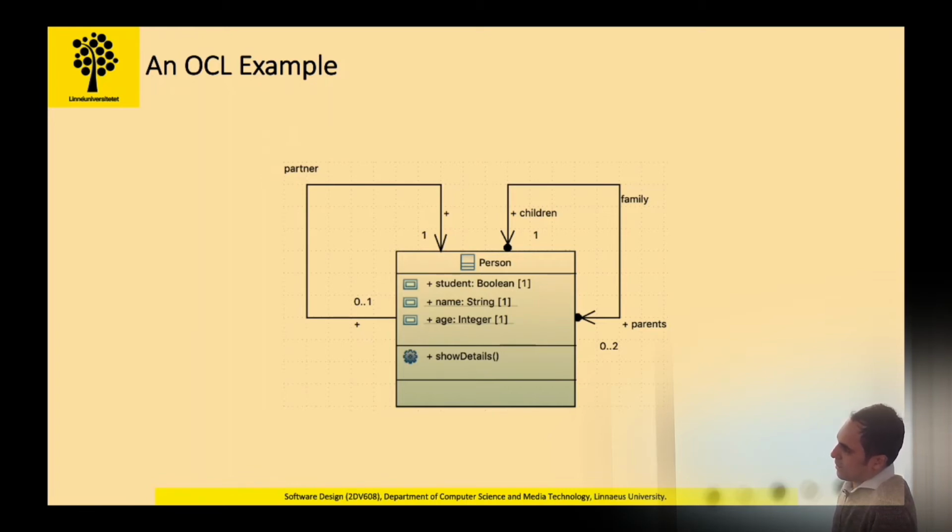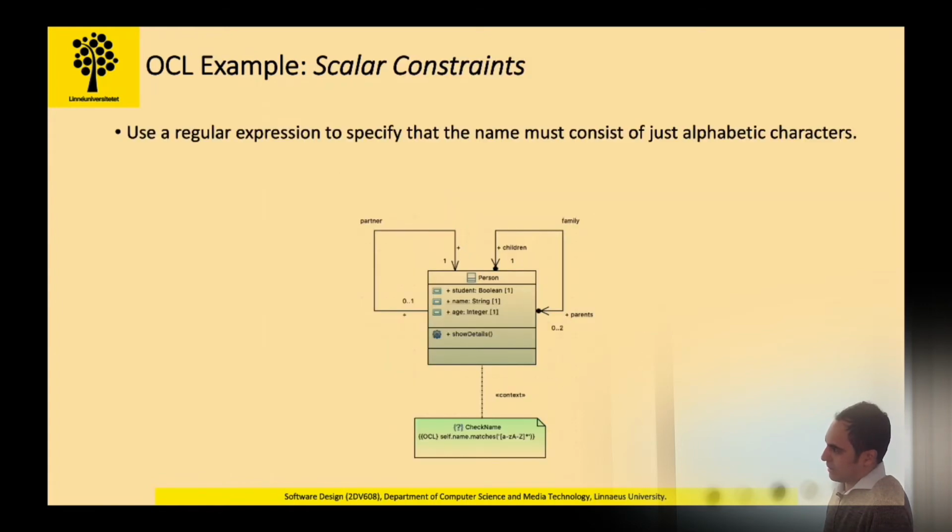It says that one person can have one partner or even zero partners, and also if this person is a child, it can have 0 to 2 parents. So this relationship is known as family. And if this is the given class or object we have, how can we check if the class or object was well implemented or well designed?